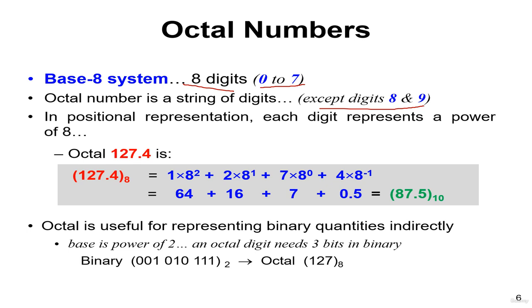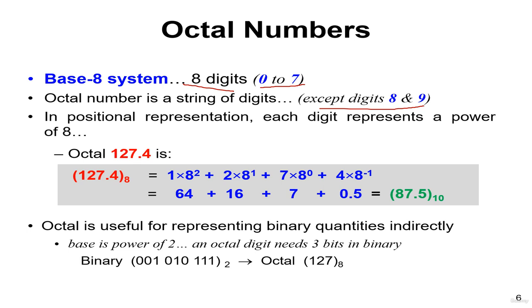So in positional representation, each digit represents a power of 8, right? So if we have 127.4 in the octal number system, each digit, that is 1, 2, 7 and 4, is a power of 8, right? This one is the integer part. 7 is multiplied by 8 raised to power 0, the 2 is multiplied by 8 raised to power 1, and 1 is multiplied by 8 raised to power 2, right?